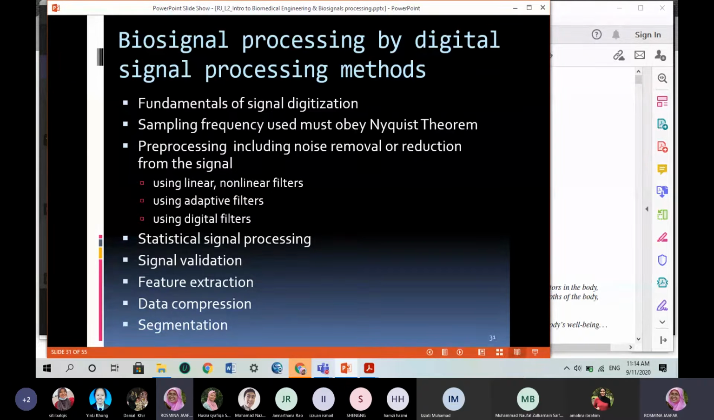The non-linear and linear filters are filters in terms of circuitry. So when you construct your instrumentation device, you have to include a filter system, using either active circuits or passive filters, as part of the signal acquisition. Okay, once you get the data, you need to do statistical signal processing. Statistical signal processing means you perform statistics on the acquired data.